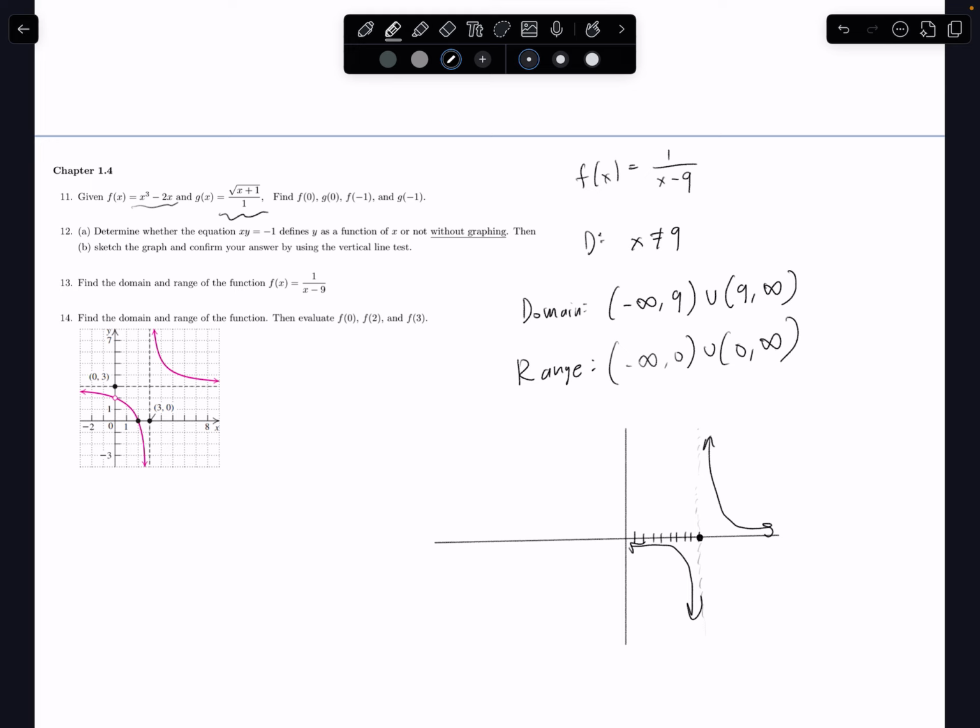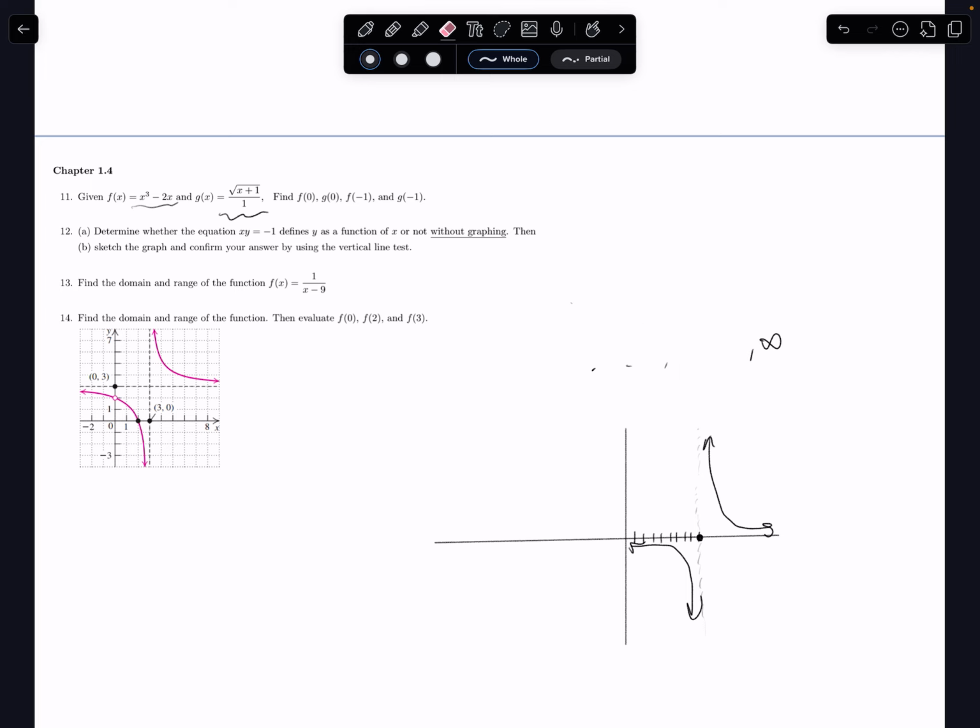That's the range. That was number 13 we just did. Yeah, that was number 13. Sorry, I forgot to label the number earlier. My bad. Okay, last question, number 14. Oh yeah, it's just a visual inspection type. Find the domain and range of the function. Then you evaluate f of 0.